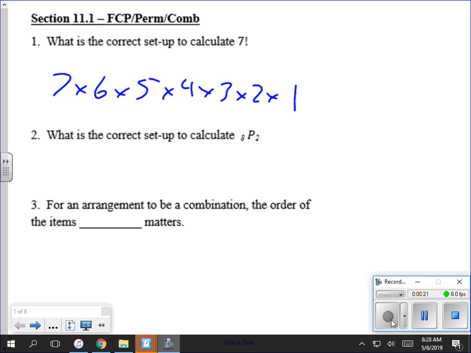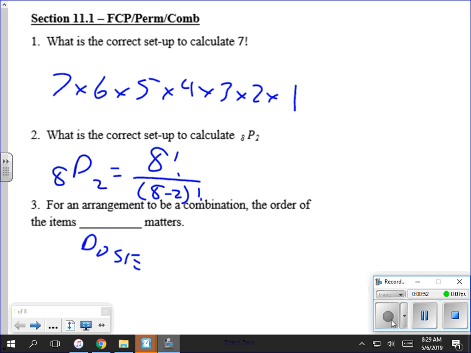What is the correct setup to calculate permutation of 8 things taken, is that 3 or 2? 2. Okay, hard to read on here. So that would be 8P2, which is 8 factorial over (8 minus 2) factorial, where the 8 minus 2 is in parentheses and the factorial is outside. For an arrangement to be a combination, the order of items doesn't matter.